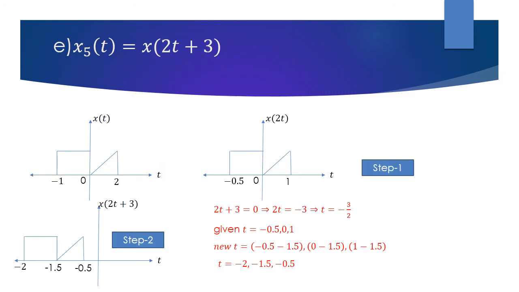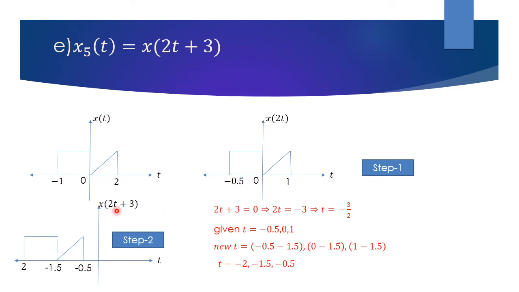So the last problem, x5 of t is equal to x of 2t plus 3. So first we have to calculate what is x of 2t. So x of t, we know, is given in the question. Here the time limit is minus 1, 0 and 2. Now we have to calculate x of 2t. So using the scaling property, here 2 means we have to divide these values by 2. So minus 1 divided by 2, 0 divided by 2, 2 divided by 2. So you will be getting the new limit as minus 0.5, 0, 1.